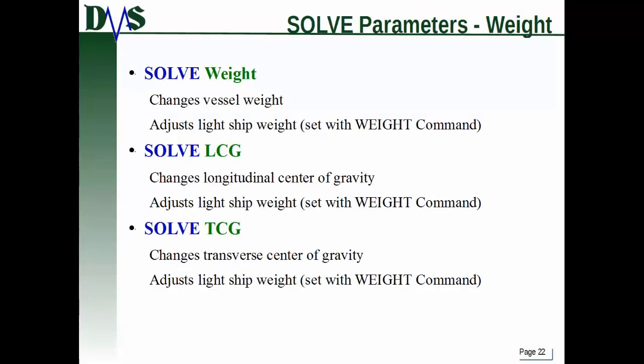Now, you may have seen me using them already: there are several weight parameters that you can also solve for. So if you don't want to change the orientation but want to change the weight, you can use the solve weight command, which will change the light ship weight of the ship. That's the key part: it changes the light ship weight, the weight you've set with your weight command. So if you've added any dead weights, those don't change. You can also solve for LCG, which changes the light ship center of gravity, and TCG, same thing, changes the light ship weight center of gravity.